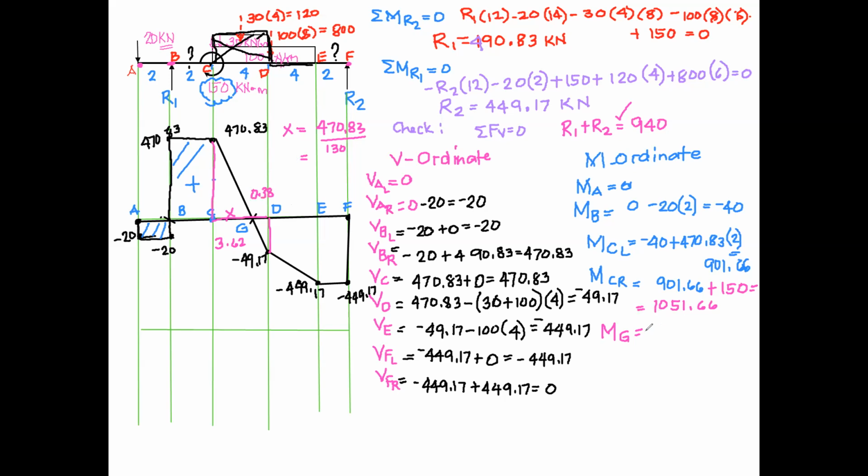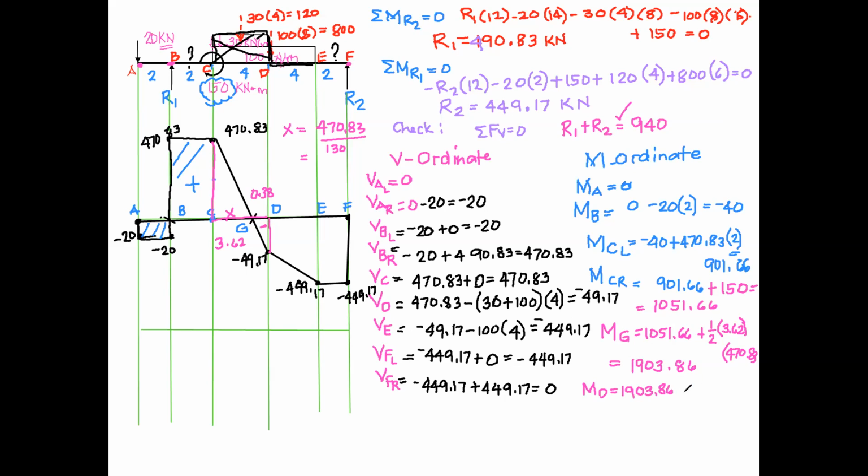Okay, so sa moment at G is 1051.66 plus the area ng triangle, plus 1/2. Base is 3.62. Height is 470.83. So what is the moment at G? 1051.66 plus 0.5 times 3.62 times 470.83 is 1903. Tama ba? Pakicheck nga. Yes po, ma'am. Tapos tayo sa G. Sa moment at D. The moment at D is 1903.86.